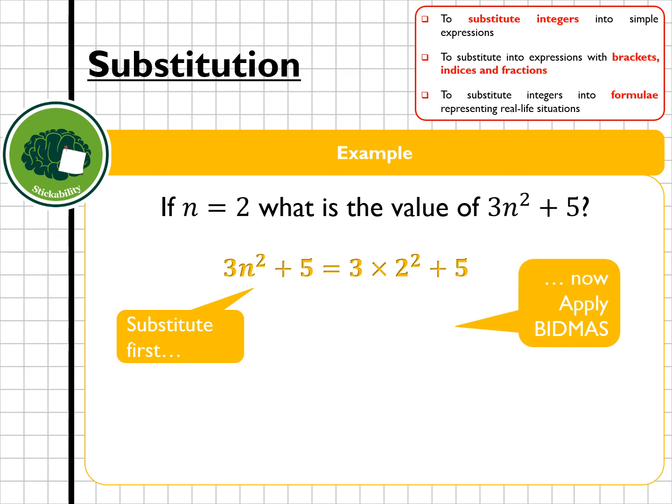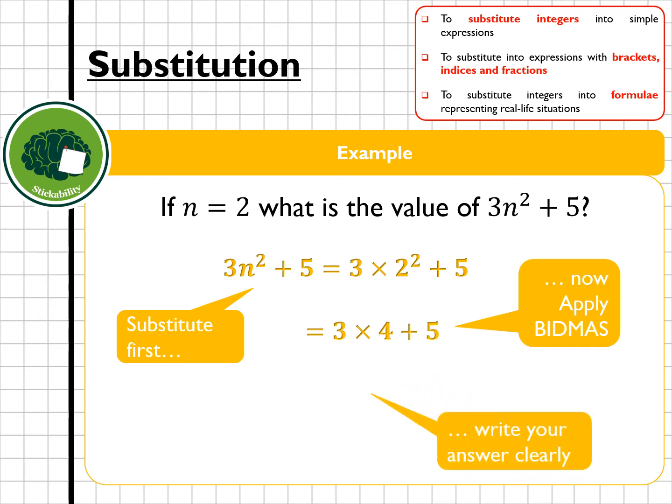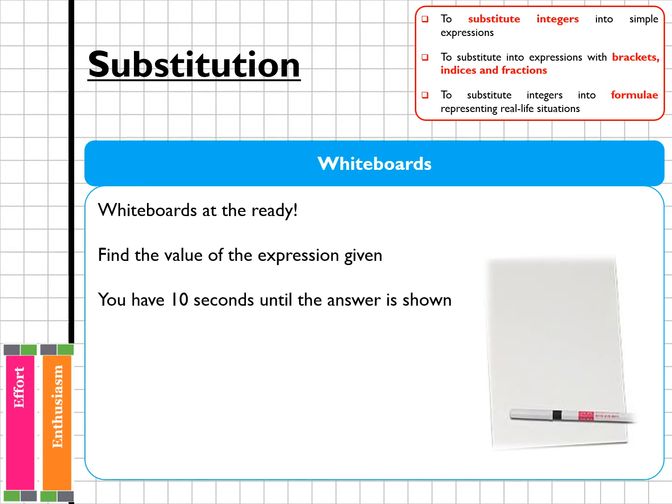So if I think through what the letters mean, I don't have any brackets. I do have indices, and I know that 2 squared is 4. My next thing I would do is the multiplication. So 3 times 4 is 12, and then 12 plus the 5 gives me a final answer of 17. This is exactly how I expect to see your work set out, making sure you do one step per line. Now, to give that all a quick go, we're going to try some questions.